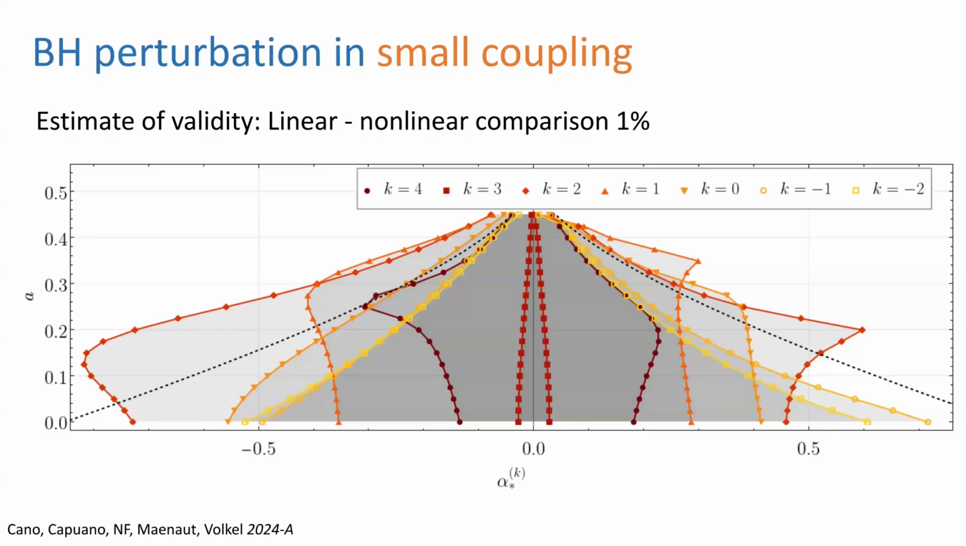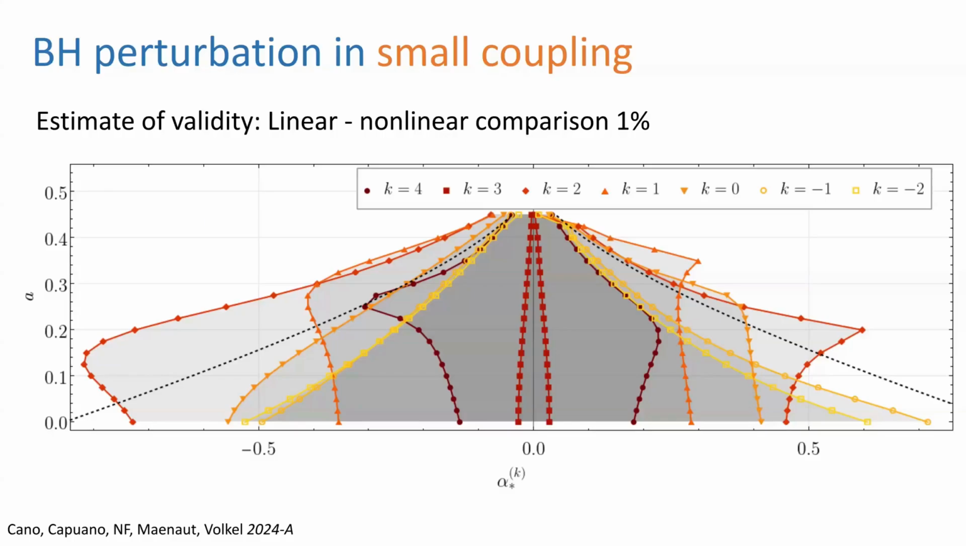So for a given perturbation, for example k equals 4, you see these purple dots. You have the value of positive and negative alpha at which the linear minus nonlinear relative difference of the frequency is at 1% for different values of the spin. Let's say you choose spin 0.2. Here the spin is normalized, the mass is normalized to 1, and that's why extremality is 0.5. So let's say you take spin 0.2.